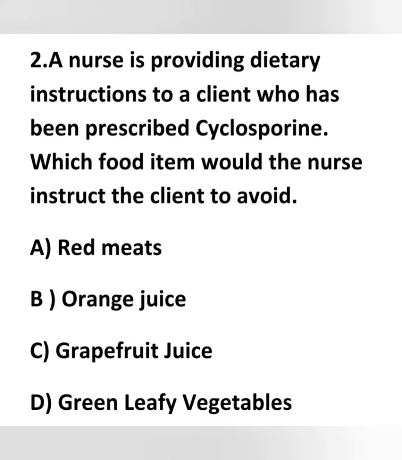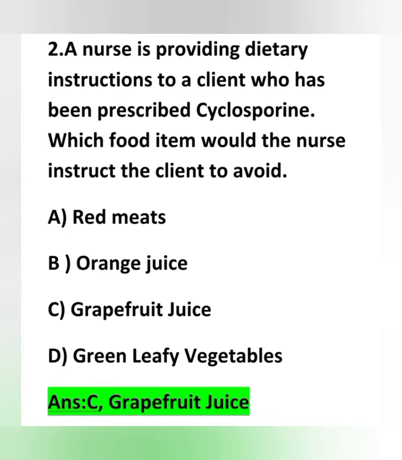So a patient is on cyclosporine, and as a nurse, which food item would the patient avoid while taking cyclosporine? Our options are red meat, orange juice, grapefruit juice and green leafy vegetables. While taking cyclosporine, we have to avoid grapefruit juice. Why? A compound present in grapefruit juice inhibits the metabolism of cyclosporine. So consumption of grapefruit juice can raise the cyclosporine level.